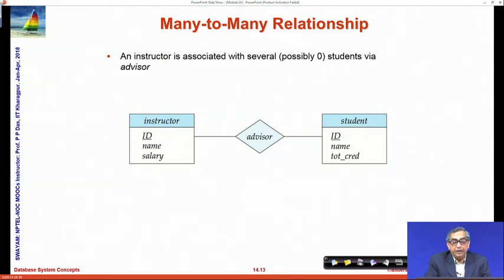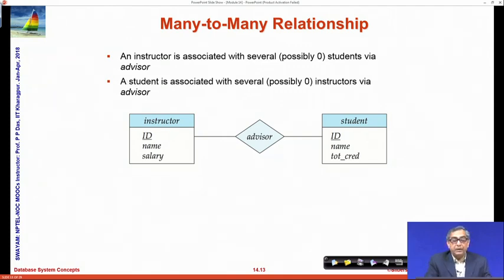And finally, we can have a many to many relationship, where there is no arrow at either end, which means that an instructor is associated with several, possibly no, students via the advisor relation, and the student may also have several instructors via the advisor relationship. Now, you can certainly figure out that in the particular case of the student instructor scenario of providing advice, one to one as well as many to many are not the usual real world scenarios, but we are just using them to show you how to model this. The usual scenario would be from instructor to student, a one to many relationship.